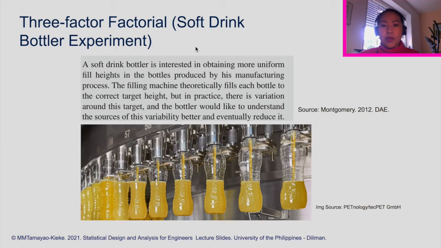So let's look at this example, the soft drink bottler example, as an example of the application of the fixed effects model for 3-factor factorial. So the problem reads, which is actually from Montgomery: a soft drink bottler is interested in obtaining more uniform fill heights in the bottles produced by his manufacturing process. The filling machine theoretically fills each bottle to the correct target height, but in practice, there is variation around this target. And the bottler would like to understand the sources of this variability better and, of course, eventually reduce it.